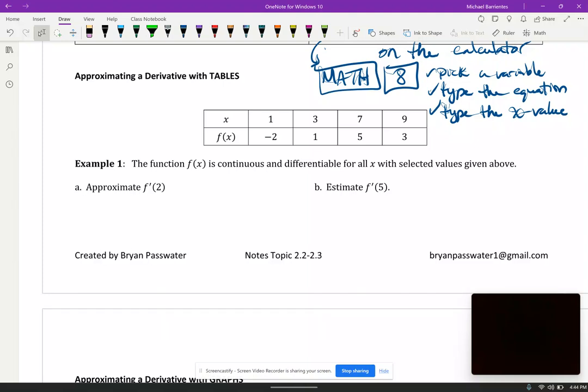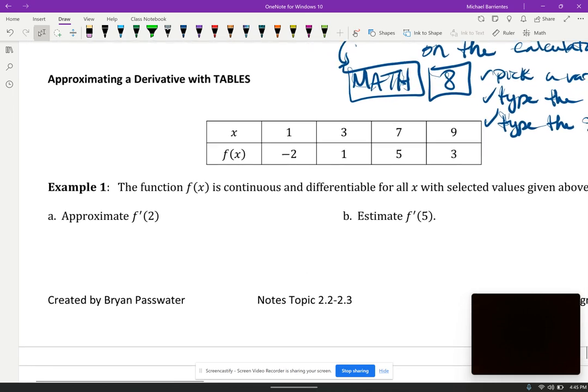Hello, this is video 2 of section 2223. We're talking about derivatives, which are just instantaneous rates of change or slopes of the tangent line. And we're going to use tables to approximate these derivative values.